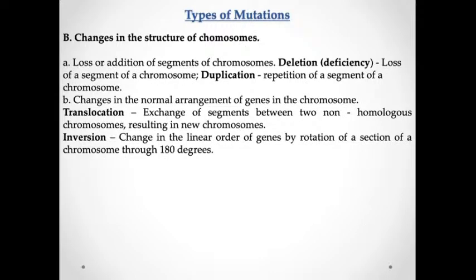There could also be changes in the structure of chromosomes, that is, loss or addition of segments of chromosomes. There could be deletion, a loss of segments, or duplication, repetition of a segment of a chromosome. Change in the normal arrangement of genes in the chromosomes could be of two types: translocation and inversion. In translocation, there is exchange of segments between two non-homologous chromosomes resulting in a new chromosome. An inversion is the change in the linear order of genes by rotation of a section of a chromosome through 180 degrees.